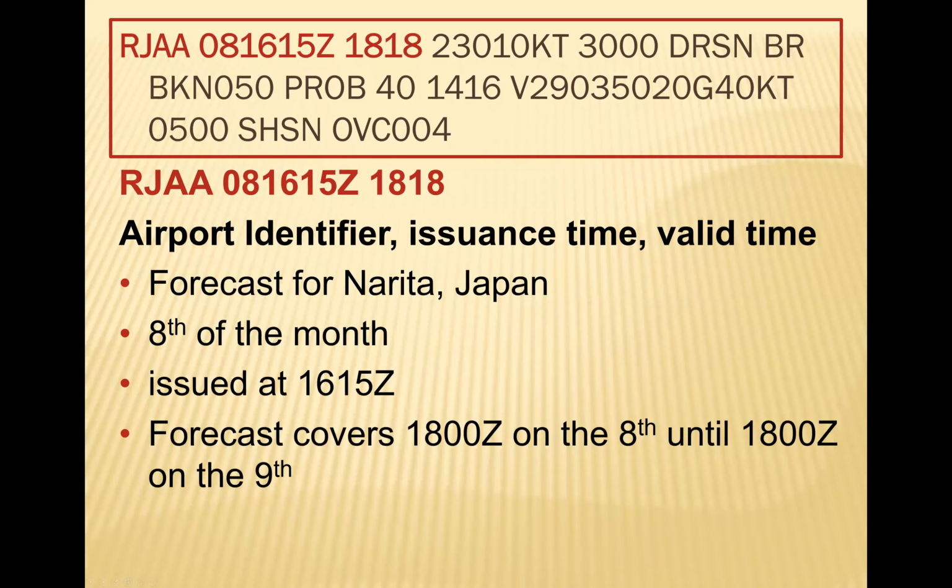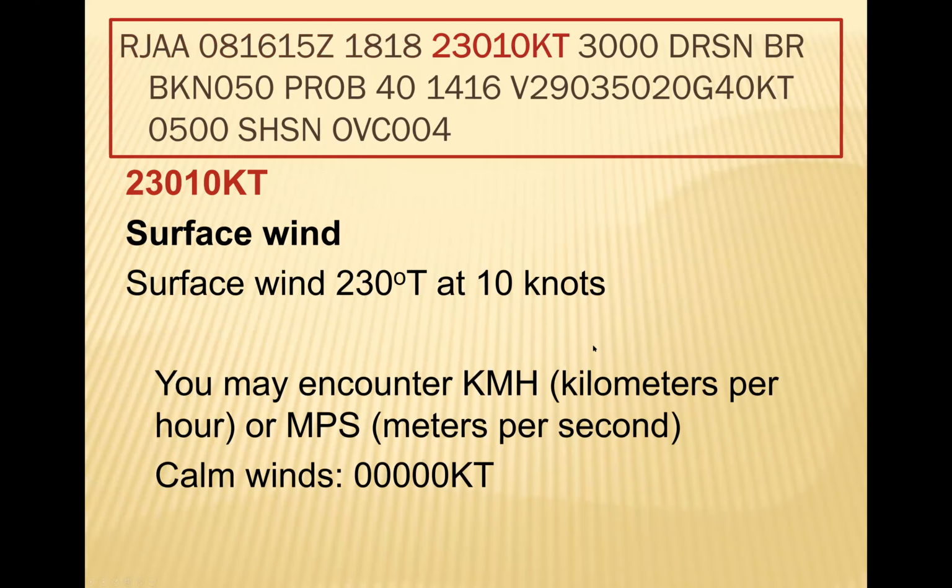We're going to look at Narita, Japan real quick for an example. Most of this is going to be pretty familiar. You've got the same kind of identifier as far as the 8th of the month, right? The time, and then it covers 18Z on the 8th until 18Z on the 9th. Here's your surface wind, same thing as at home.